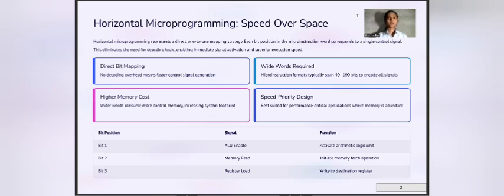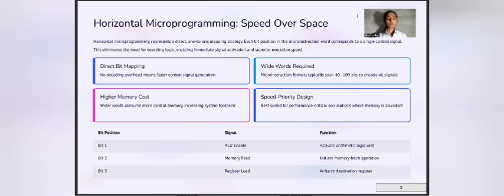But this method also has some disadvantages. The disadvantage is that it needs very large memory space, because if there are 50 control signals, we need 50 bits in a micro instruction word. This makes horizontal microprogramming wide and memory consuming, but also efficient in speed. It's often used in systems where performance is more important than saving memory.